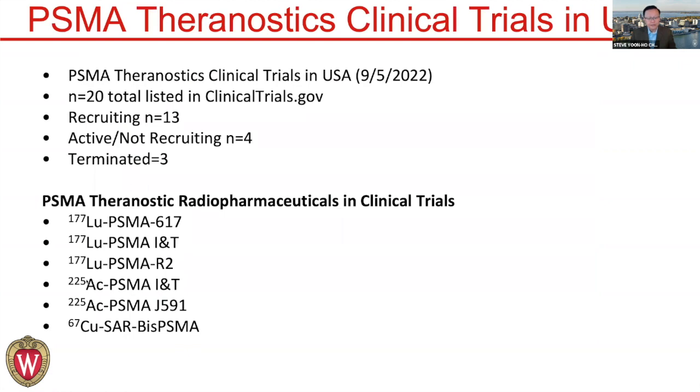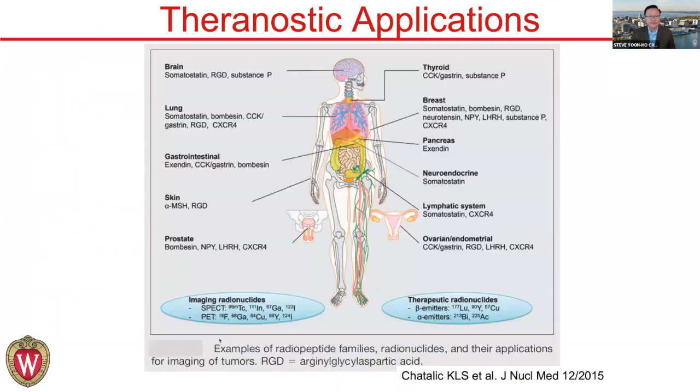When you take a look at the types of clinical trials that are being done in the United States, this was just a survey of the clinicaltrials.gov website in September. Basically there are 20 listed just for PSMA therapeutic agents worldwide, and 13 were recruiting, 4 not recruiting, and 3 were terminated using a variety of different PSMA agents. Some are elaborations of the current approved agents, and then other agents that are in development. So a lot of activity being done.